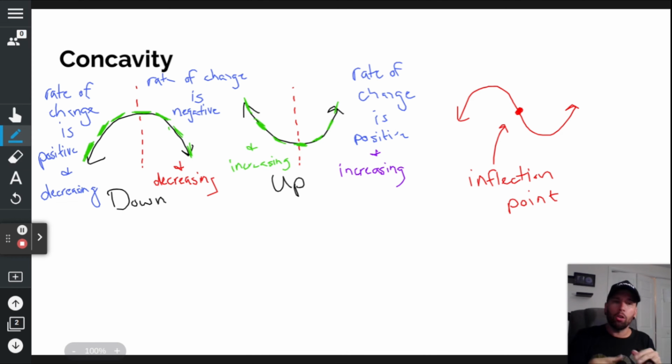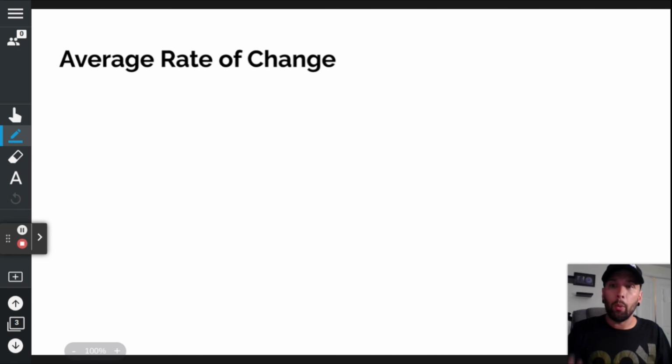Okay, so make sure we're understanding that concavity is this curvature. Okay, and we need to make sure that whenever we are given a visual, we understand the difference between something that's concave and something that's not. So that's concavity. Okay, that's thing number one that we need to look at. Thing number two that we need to look at is the average rate of change.